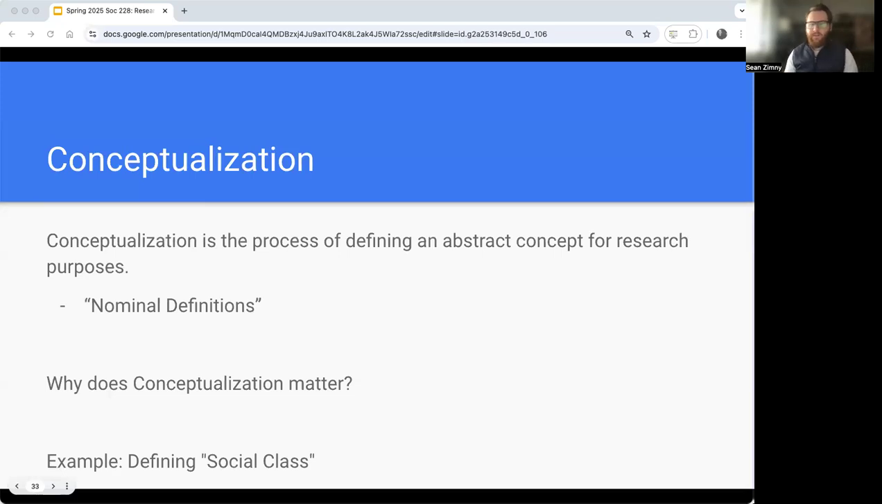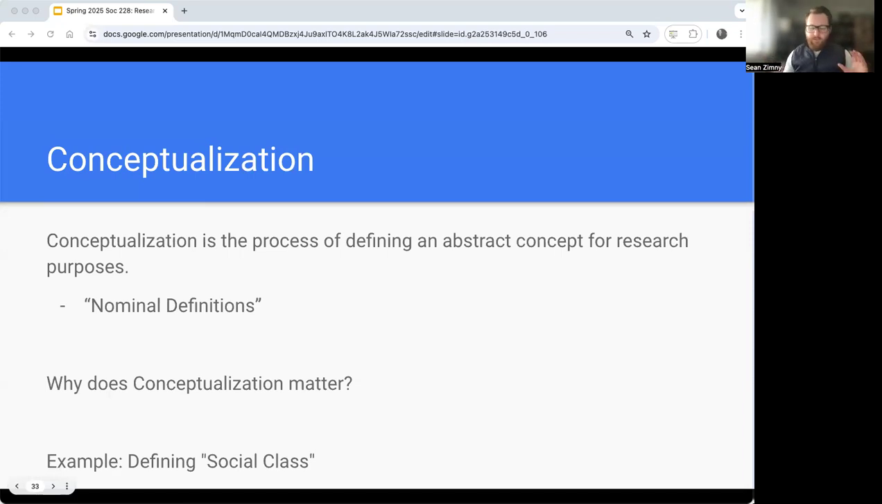Conceptualization. So we're going to talk about conceptualization, operationalization, and measurement here in the coming slides. Conceptualization is the process of defining an abstract concept for research purposes. What you need are what we call nominal definitions. So they're straightforward dictionary-like definitions that clarify terms.